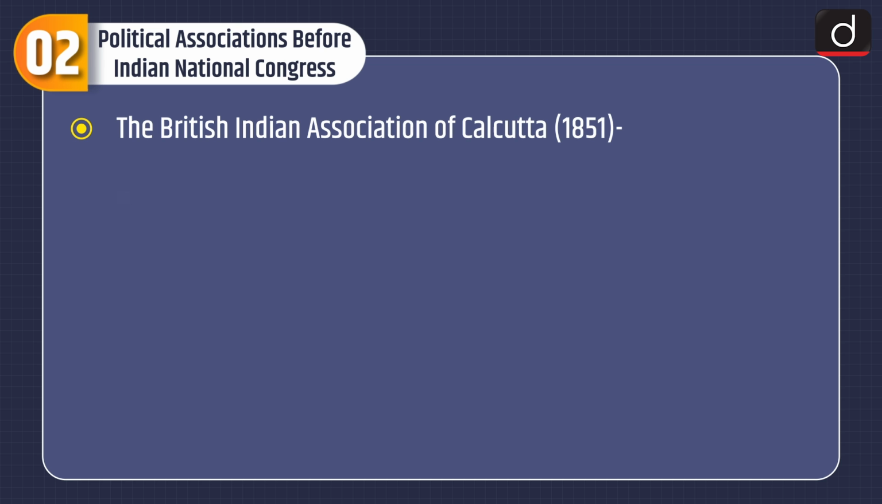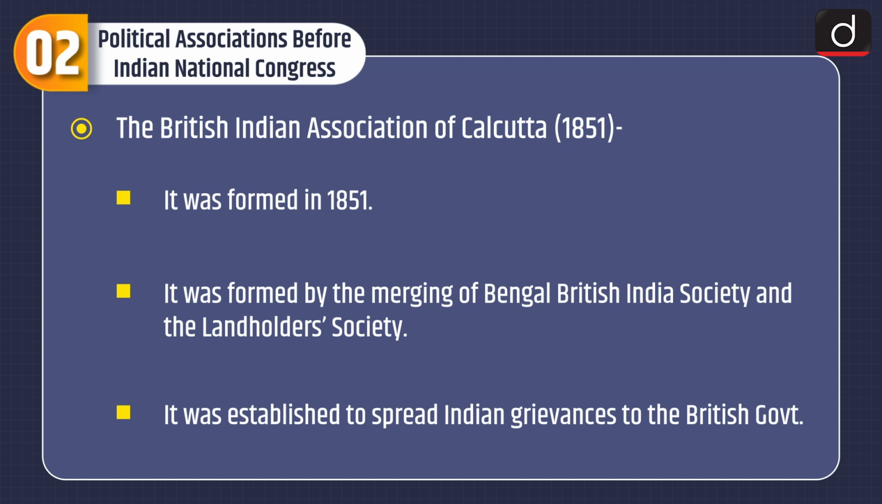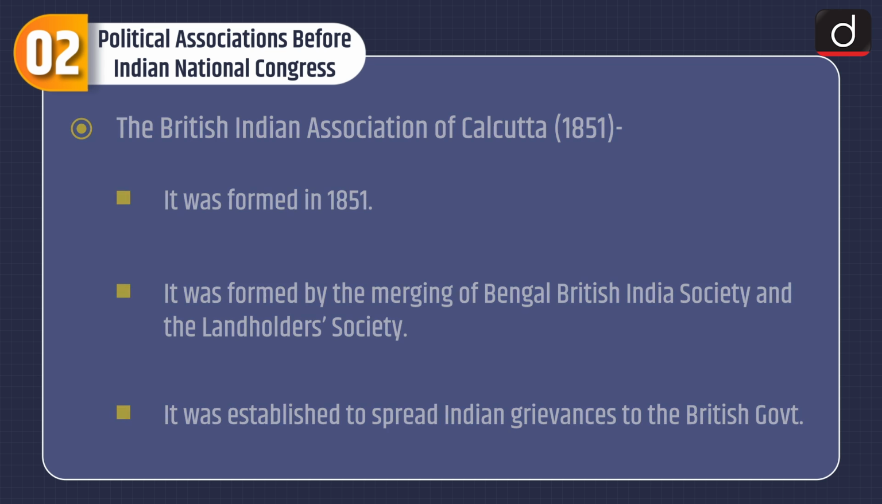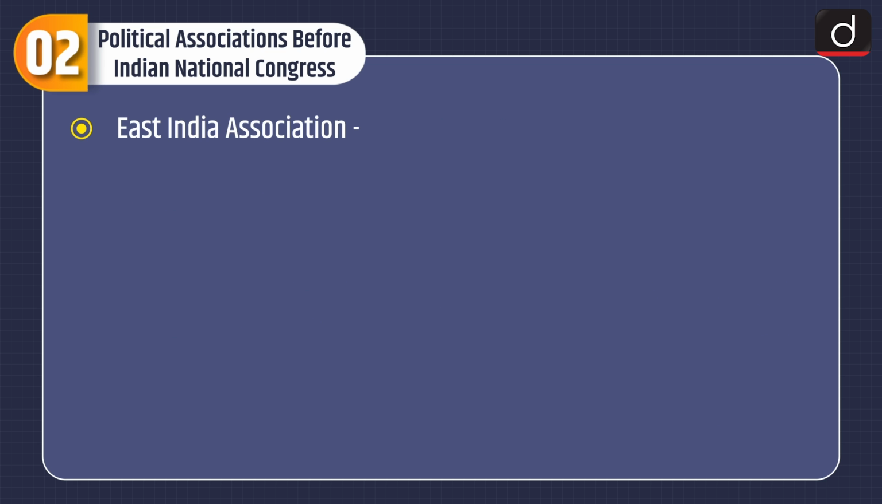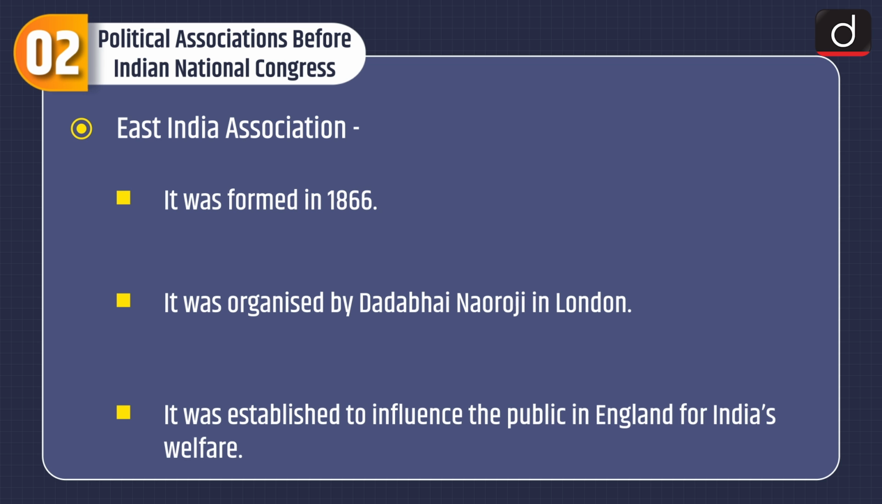Second is the British Indian Association of Calcutta, 1851. It was formed in 1851 by the merging of Bengal British India Society and the Landholders Society. It was established to spread Indian grievances to the British government. Third is East India Association. It was formed in 1866. It was organized by Dadabhai Naoroji in London. It was established to influence the public in England for India's welfare.